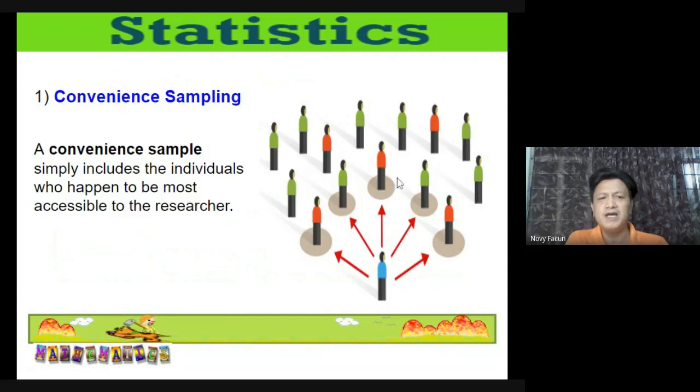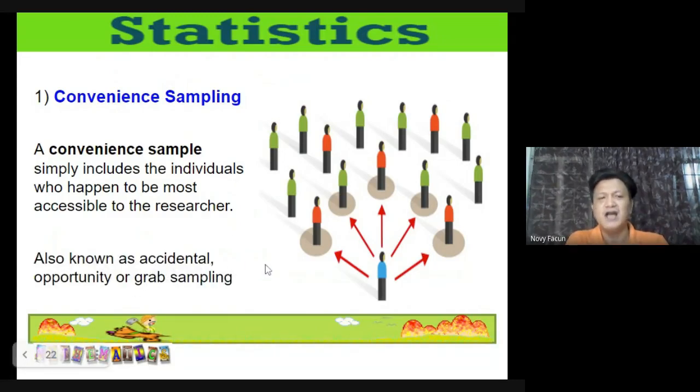So that simply includes the individuals who happen to be most accessible to the researcher. Ibig sabihin nito, kung saan ka mas madaling makakuha ng iyong respondent as a sample mo. And also known as accidental, opportunity, or grab sampling. Halimbawa na lang, gusto mo mag-interview ng alas 7 ng umaga. Siyempre, yun yung convenience natin, i-apply natin. Kung sino yung madatnan mo sa oras na yun, sila na ang i-interview mo kasi sila yung nandun sa oras na yon.